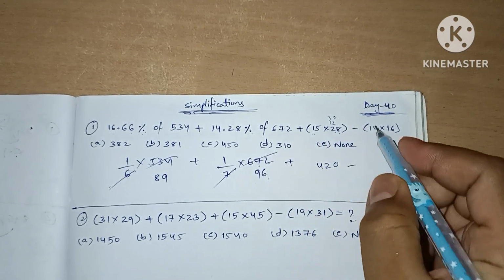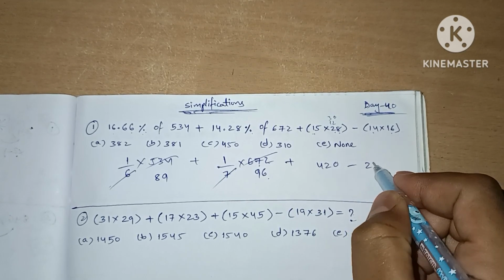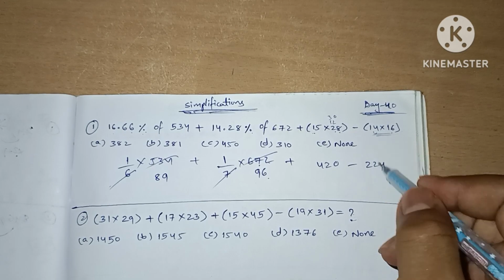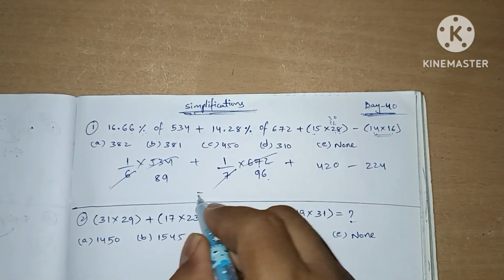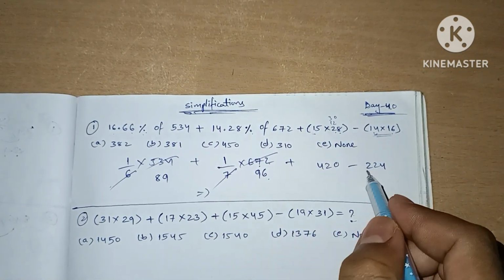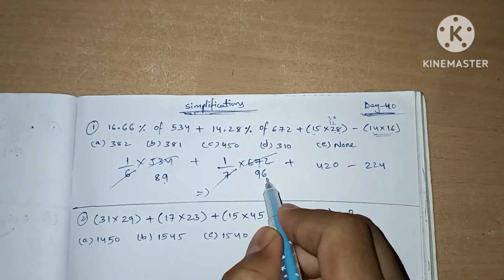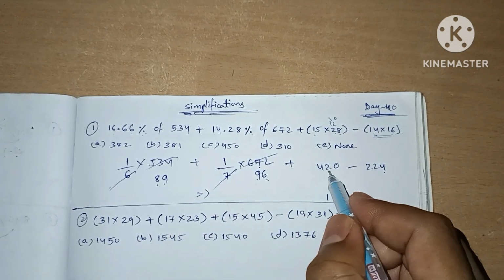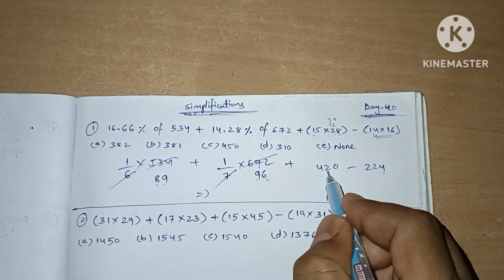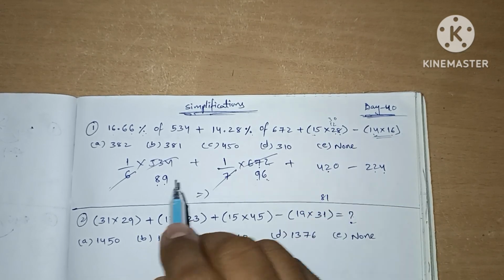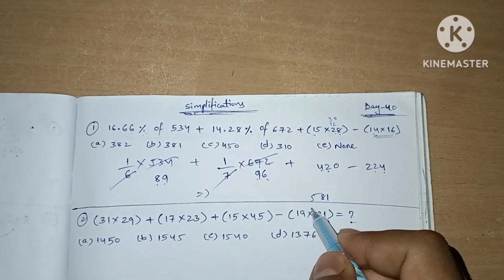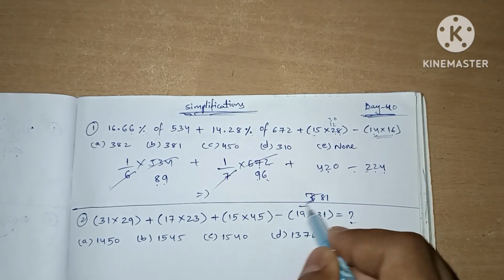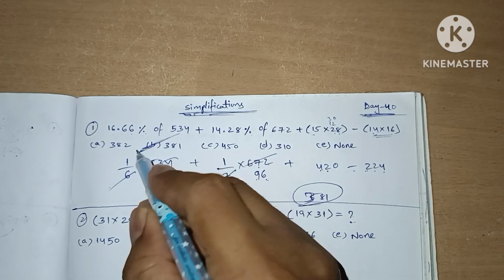Minus 14 into 16 will be 224. This is why we need to know 20 into 20 tables in hand. Okay, so finally we have 9 plus 6, 15. 15 minus 4 will be 11. So 9 plus 9, 18. 18 plus 2, 20. 20 minus 2, 18. So we'll have 581. 581 minus 5 minus 2, which will be 3. 381 is our answer. Option B is our answer.